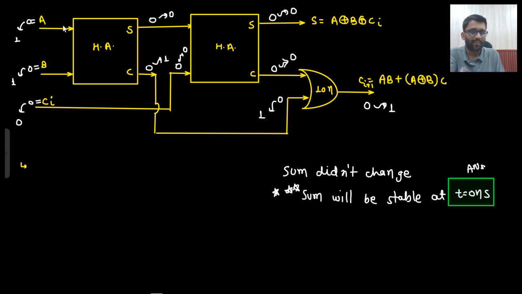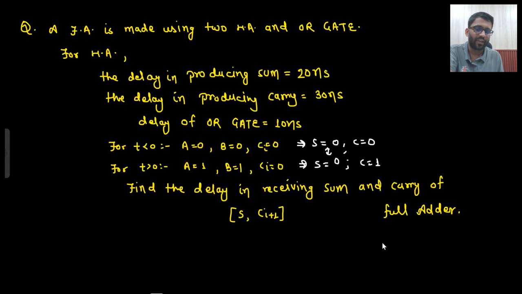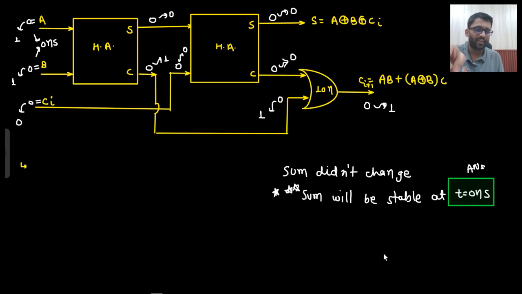So these inputs became stable at t equals to 0 nanosecond, right? Both of the inputs became stable at t equals to 0 nanosecond. So now this half adder has the capability of giving the output at t equals to 0 nanosecond only. But you do not need to see the change here, because this is changing, this is not even changing. So I will need to see the change here. So how much time will it take? To go from here to here, it will take 30 nanosecond time, because for producing the carry, the delay is 30 nanosecond. So this will become 0 to 1 at 30 nanosecond. Right?